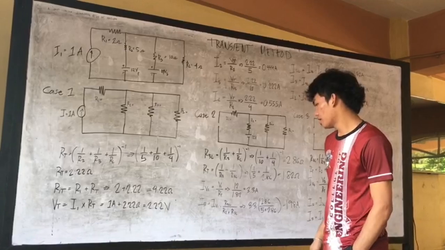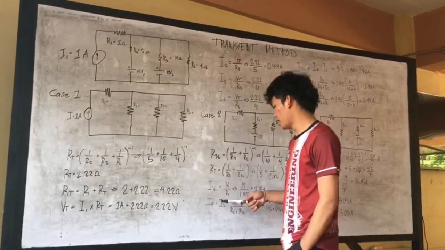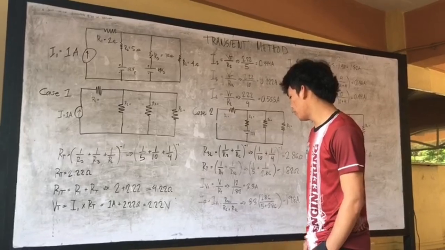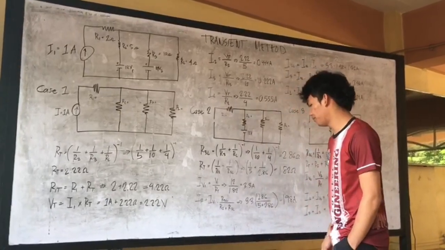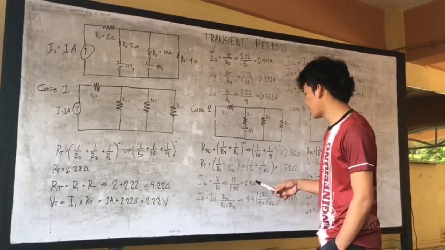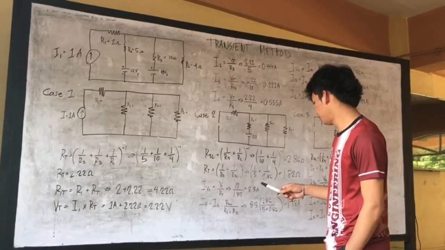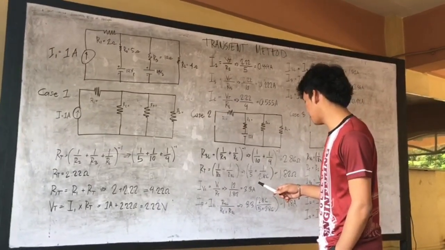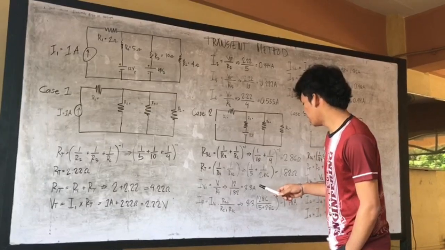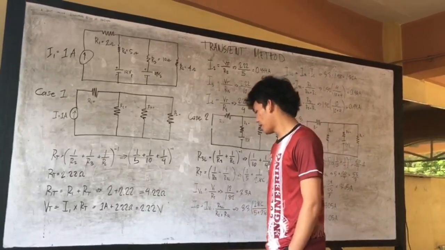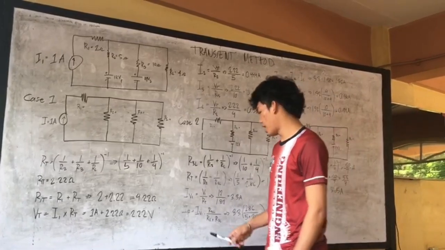And next, to get the I V sub 1, the formula is V sub 1 over R total. Then substitute the V sub 1 and R total, 12 over 1.82 equals 3.3 amperes.